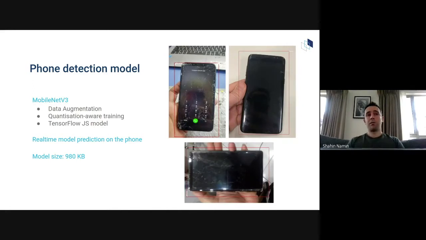This model runs on the phone, therefore it needs to be converted into other formats. So it goes through a conversion from TensorFlow model to TensorFlow Lite. And through that process, we quantize the model, and then we convert that into TensorFlow JS. So this model works in real time. It's a very small model in the end. It's less than 1 megabyte, which means that it can easily be downloaded on the phone. And because it's a very small model, it works in real time and provides feedback to the user.